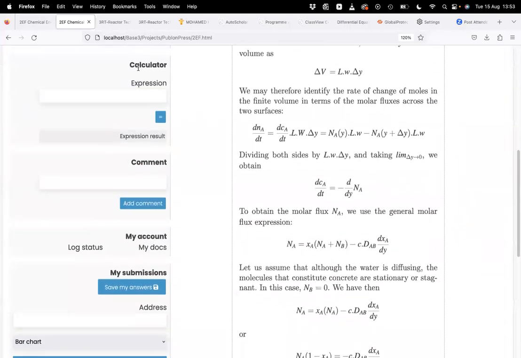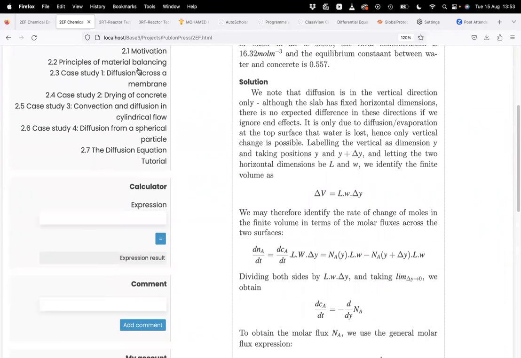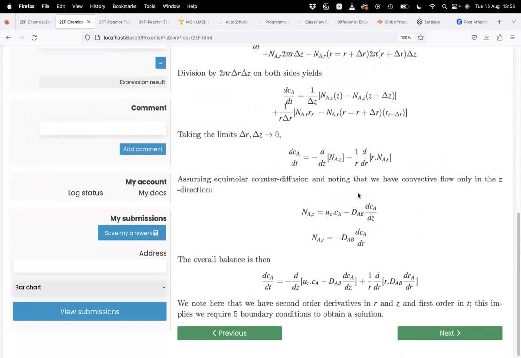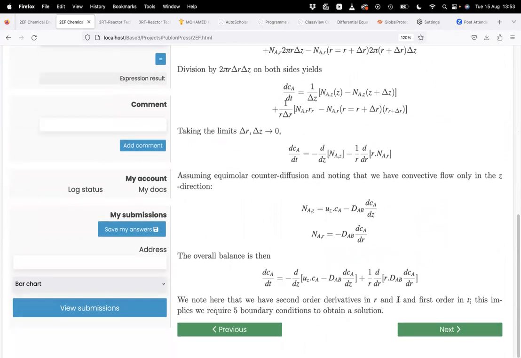So for cylindrical geometry, we had, right, so flow in cylindrical geometry. This was the equation that we had. So let's look at a slightly simpler version of this.